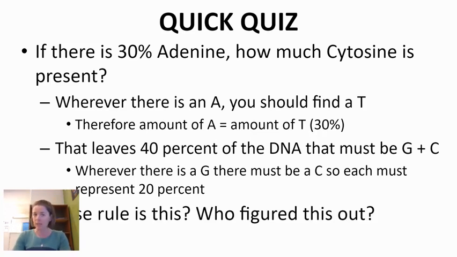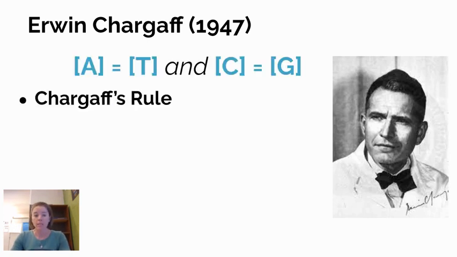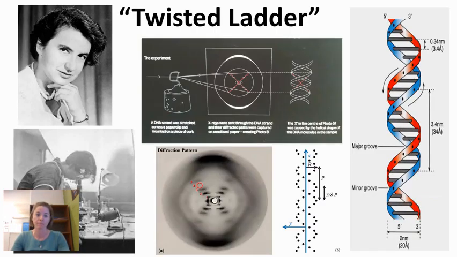Bonus quiz from the DNA timeline video, if you have watched that: whose rule is that? Who figured out that table in there? Oh, what's that guy's name? He was the last one in the video that we paused for. This guy, Erwin Chargaff, and that was 1947. So A with T, C with G, if we give it his rule, it's just that the percentage of each base equals the percentage of its complement.